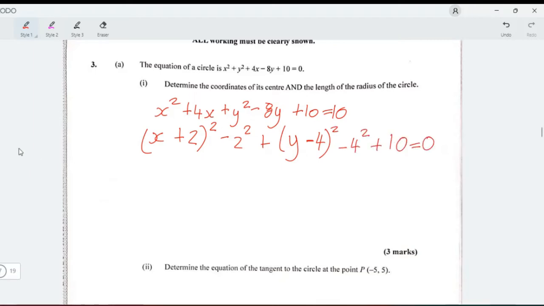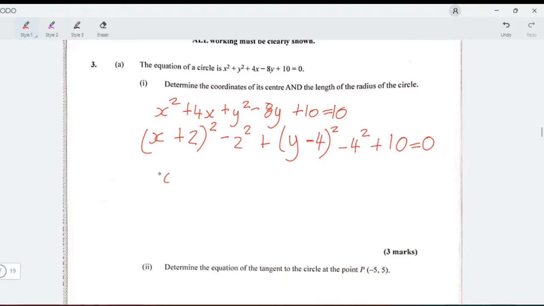Remember how you complete the square? You drop off the square, drop off the x, half the coefficient of 4 is 2, then you subtract the square of the number there. Drop off the square, drop off the y, half the coefficient of 8, 4, and you subtract the square of the number right here. That's all.